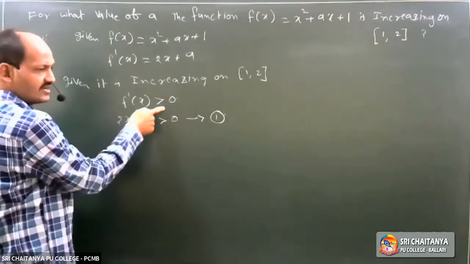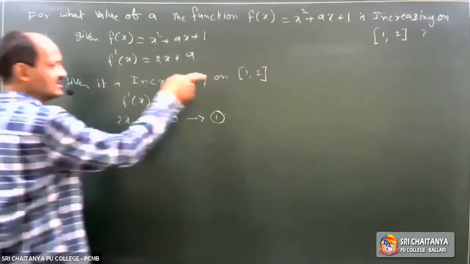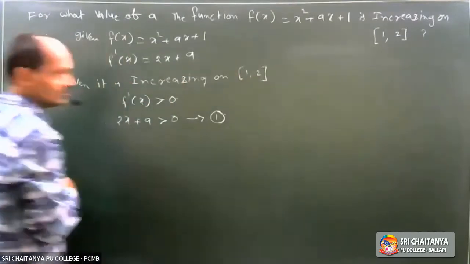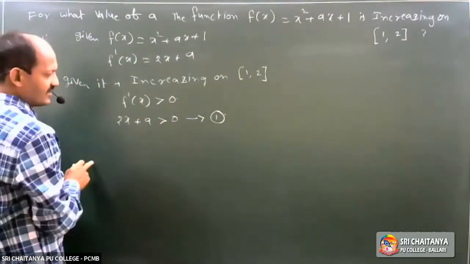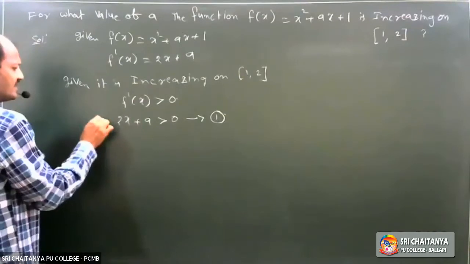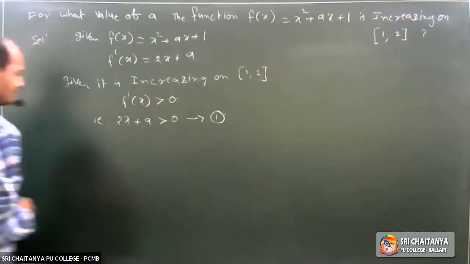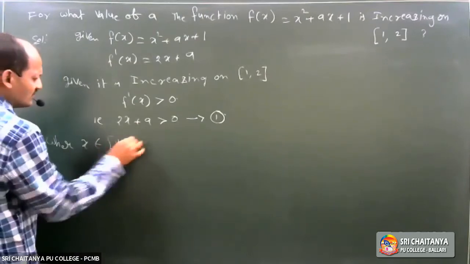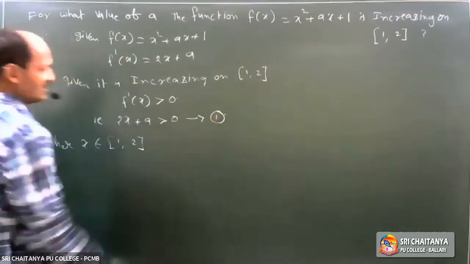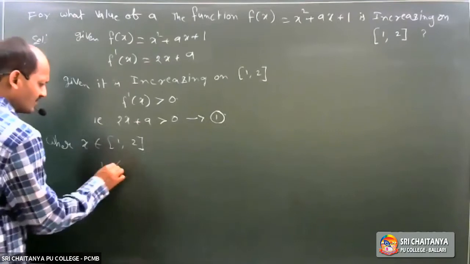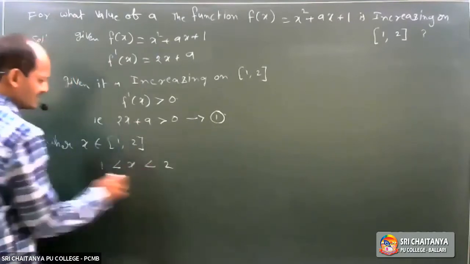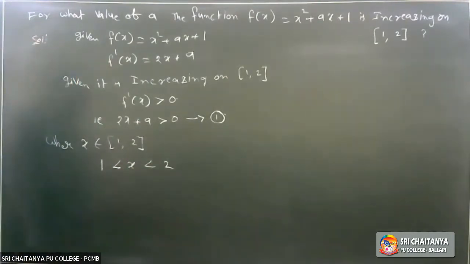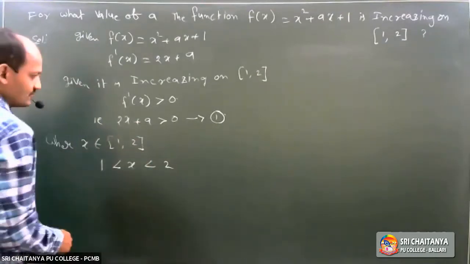First derivative is greater than 0. Why? Because the given function is increasing on 1 to 2. So f dash of x is greater than 0, that is 2x plus a is greater than 0, where x belongs to 1 to 2. That means 1 is less than x is less than 2, in between values.